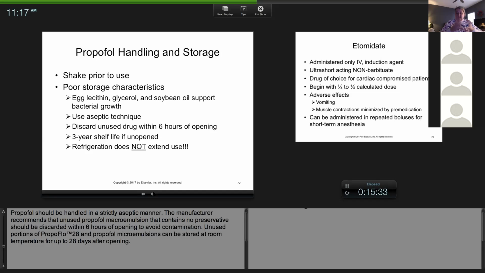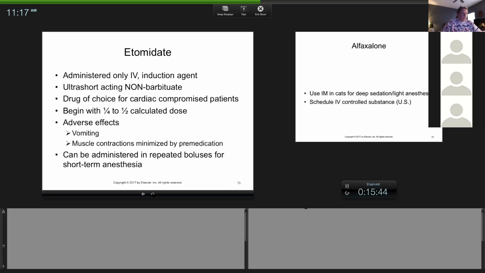Refrigeration does not extend its life. So you can't just say, oh, just throw it in the fridge. It's actually preferable to keep it at room temperature. It also doesn't minimize bacterial growth. So very strict. Etomidate, not as common.